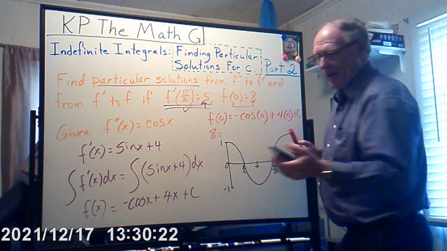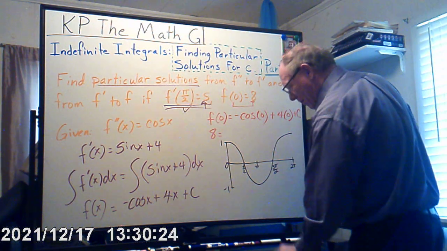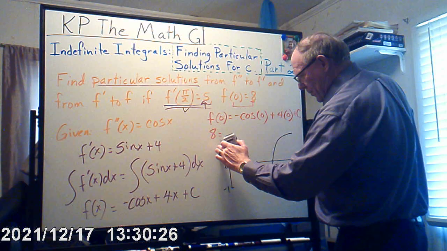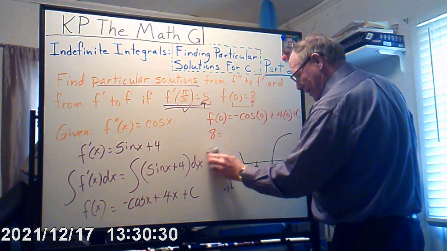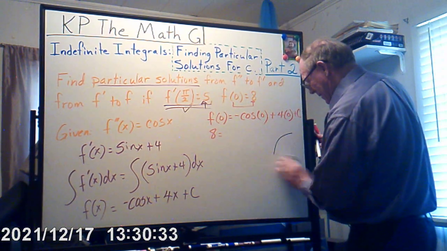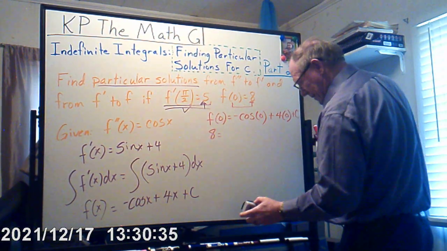That really wasn't all that necessary, but it's good to know all those things. Alright, so cosine of 0 is 1, but remember this is now negative, so negative 1. Alright, so there it is.